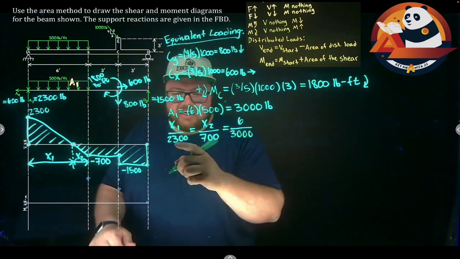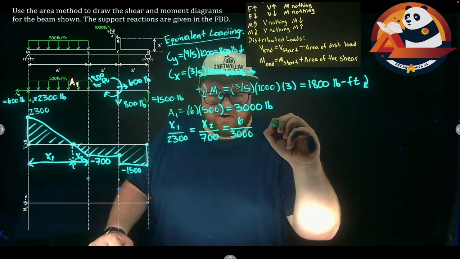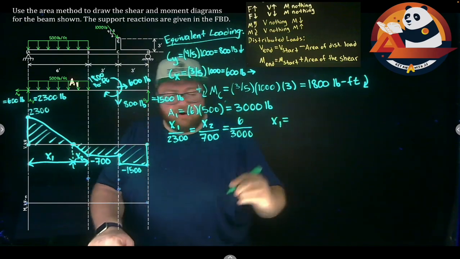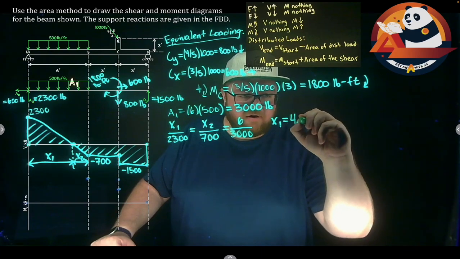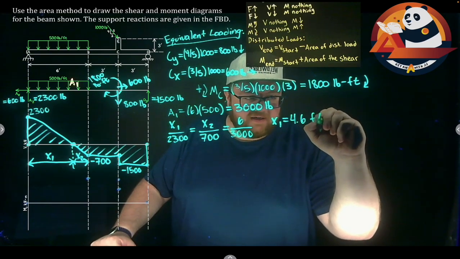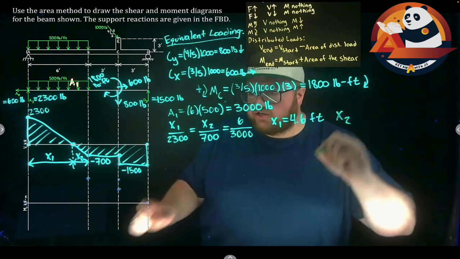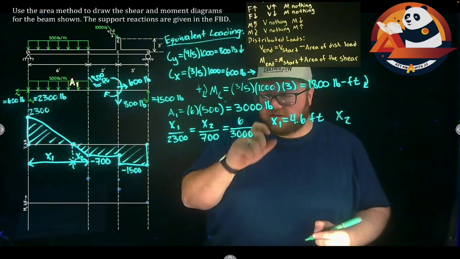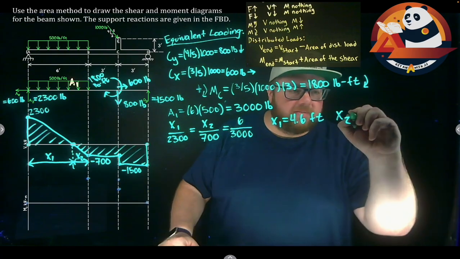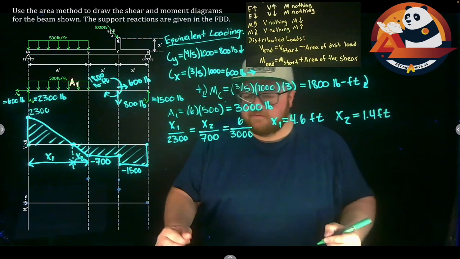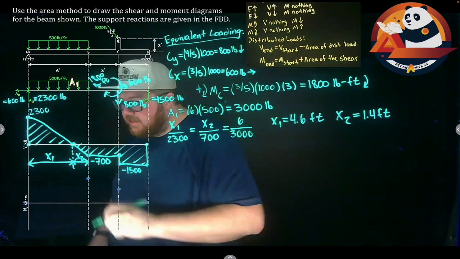I can solve that. x1 over 2,300 equals 6 over 3,000. x1 is going to get us to 4.6 feet. I can also solve to get x2 from that. x2 over 700 is 6 over 3,000. My x2 should be 1.4 feet, which gives me enough that I can find areas in every other section.